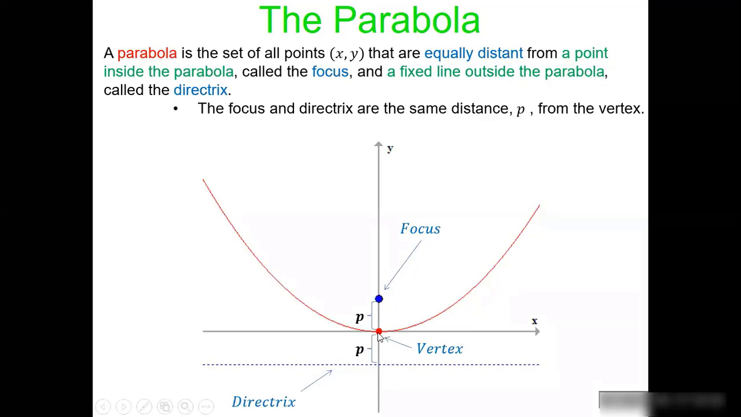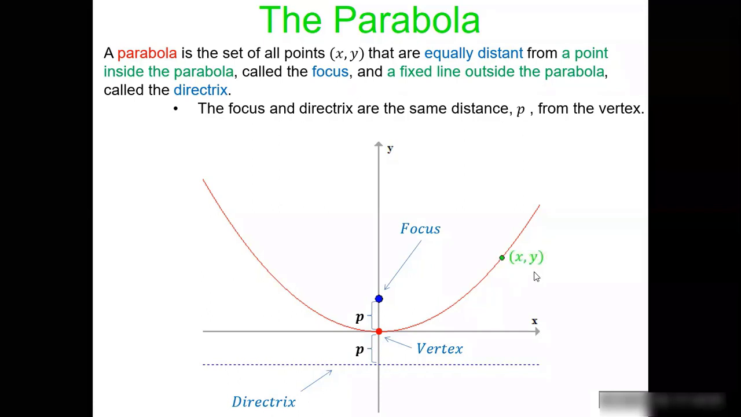So you should realize that the vertex is a point on the parabola. It's actually the lowest spot, or the spot where the graph will turn. And we'll see that this point is equally distant from a point inside of the parabola called the focus as it is to a line that's on the outside of the parabola, referred to as the directrix. And that distance is called p. Now, p will actually show up in the equation for a parabola, so that's going to be an important distance to take a look at.